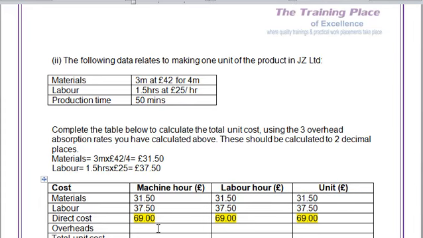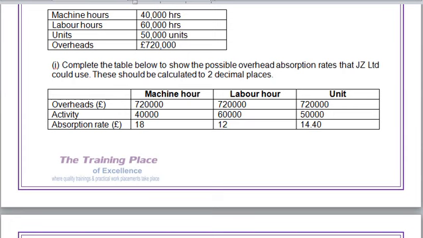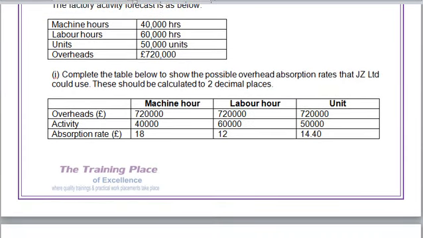Then my overheads becomes your next challenge. For the overheads, you are literally required to then go back to your overhead table that you calculated previously. I'm in machine hour. My table here tells me that the production time, which is your machine time, is 50 minutes. You spend 50 minutes to make each product. So we have calculated overhead absorption rate at £18 per machine hour. So for one machine hour, you will add £18.